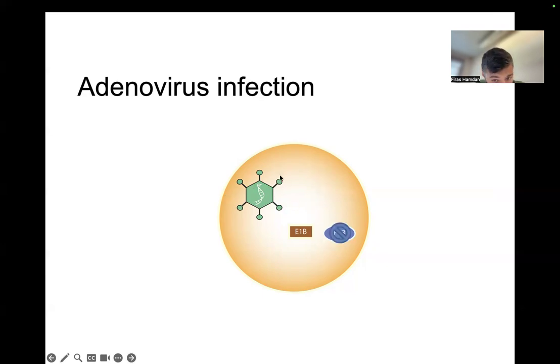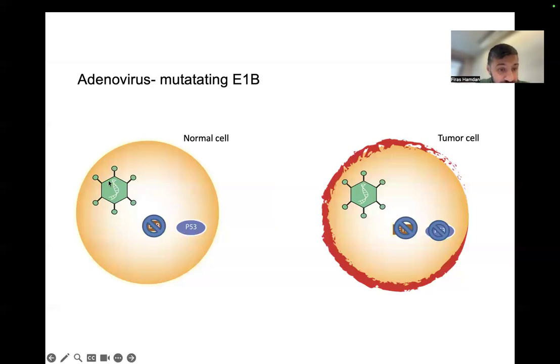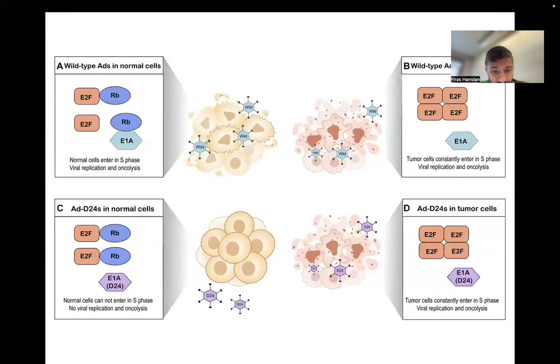What we can technically do is take an adenovirus and mutate its E1B. So when it comes inside a normal cell, the P53 is able to stop it, and in a normal cell, this adenovirus dies. But in a tumor cell, something like 70 to 90% of tumor cells of almost every single cancer, the P53 is mutated. It doesn't work. So now this oncolytic virus is selective. We've made it conditionally replicate. It will only replicate in the tumor cell, and now it's able to kill the tumor cell. This is selective replication.